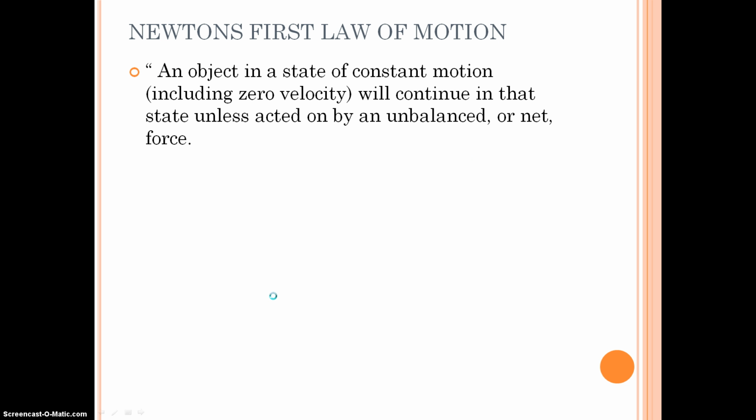So now let's go to Newton's laws. There are 3 of them you're going to learn today. The first law. An object in a state of constant motion, including zero velocity, that's constant motion, just sitting there, will continue in that state unless acted on by an unbalanced or net force. The phrase unbalanced or net are like our key phrases for this entire unit.